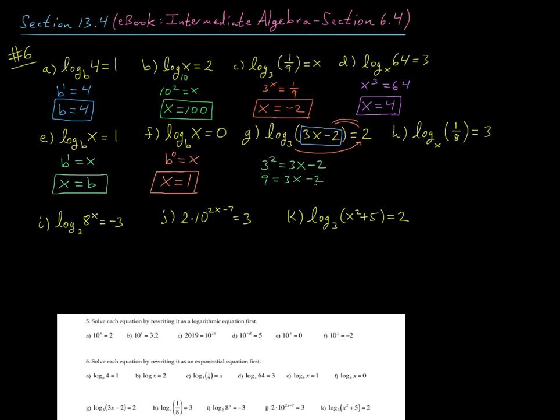3x minus 2. Now if I add 2 to both sides, I'm going to get 11 is equal to 3x, and then dividing by 3, we get that our solution will be 11 thirds.